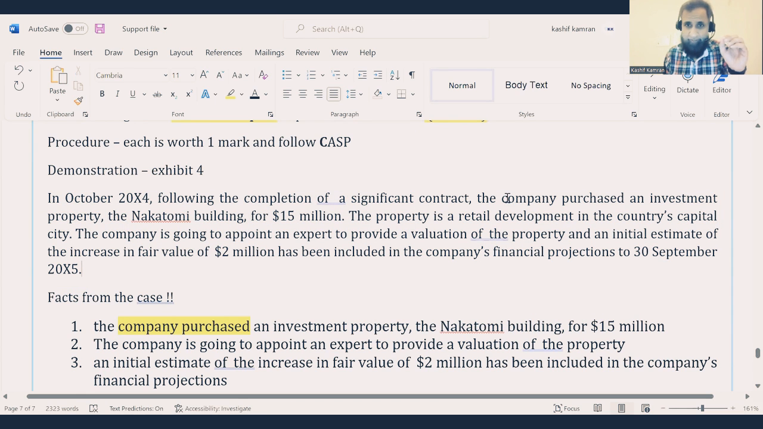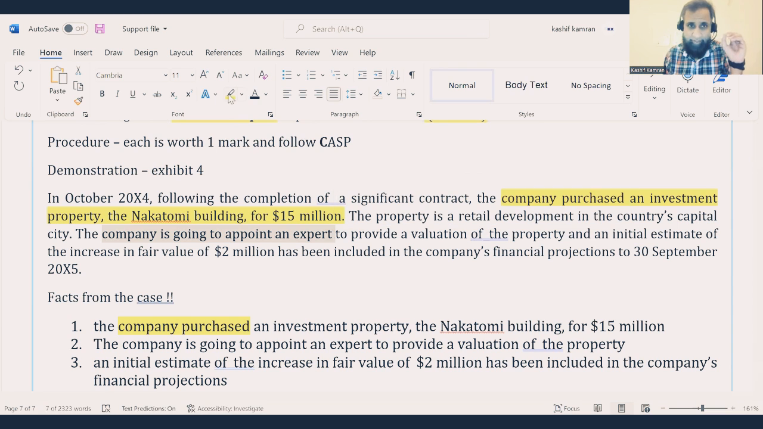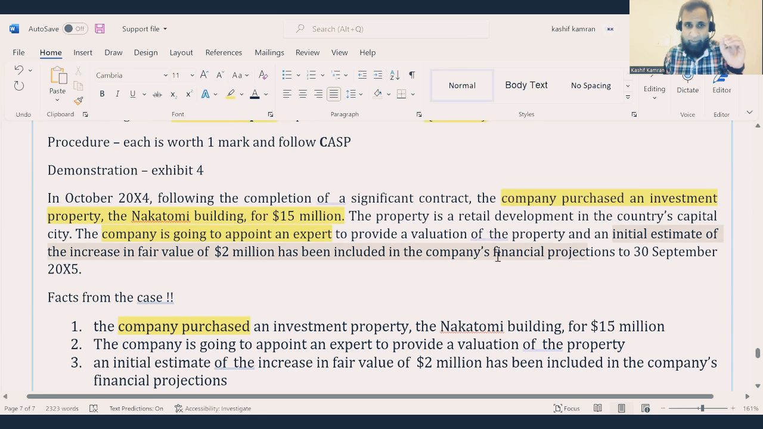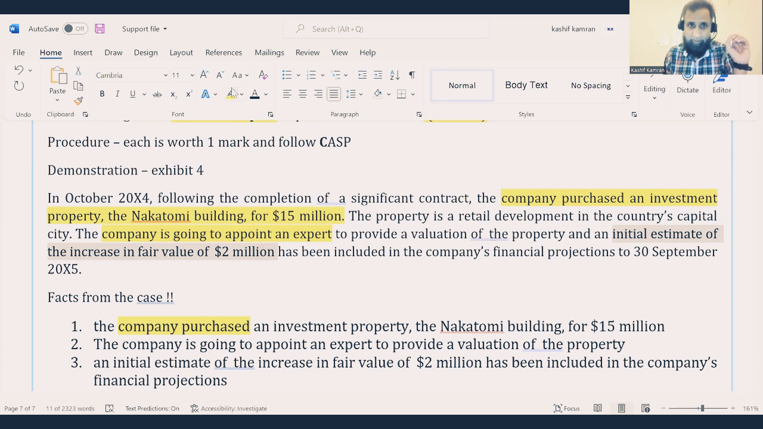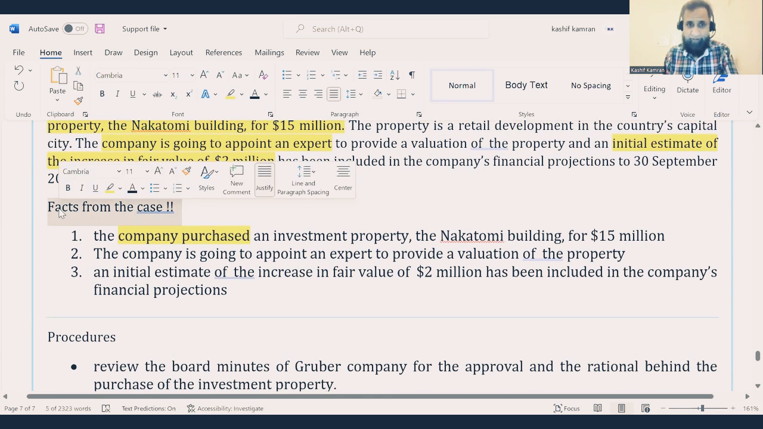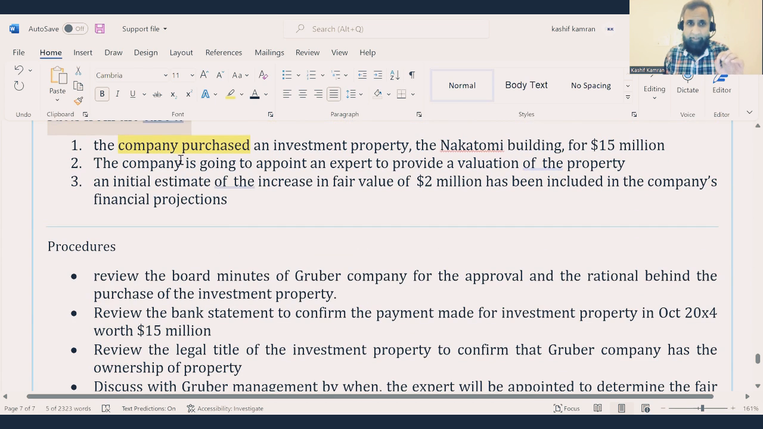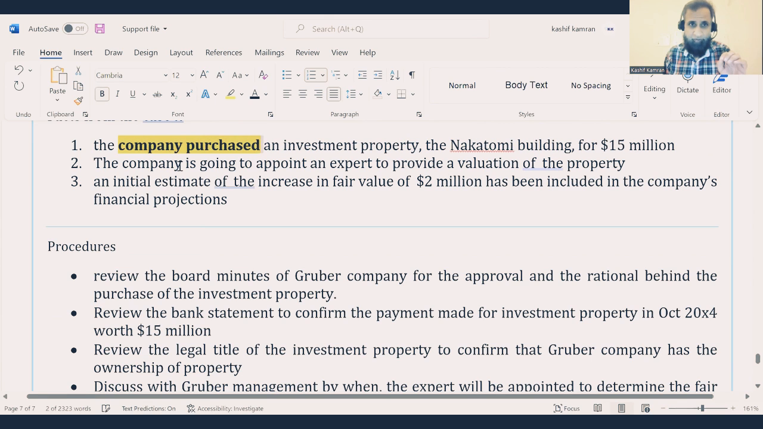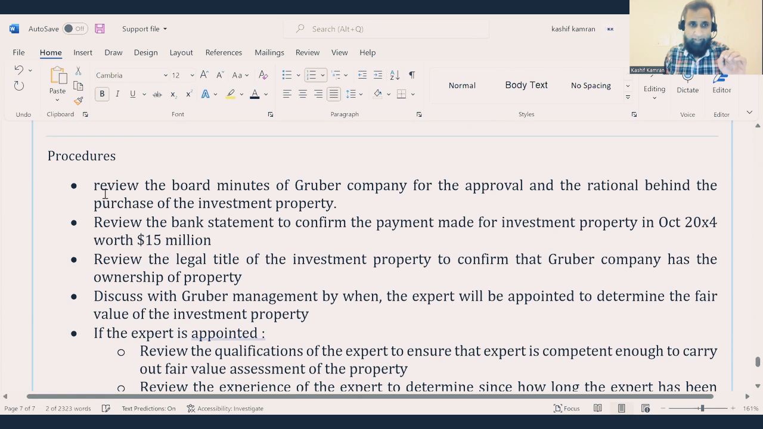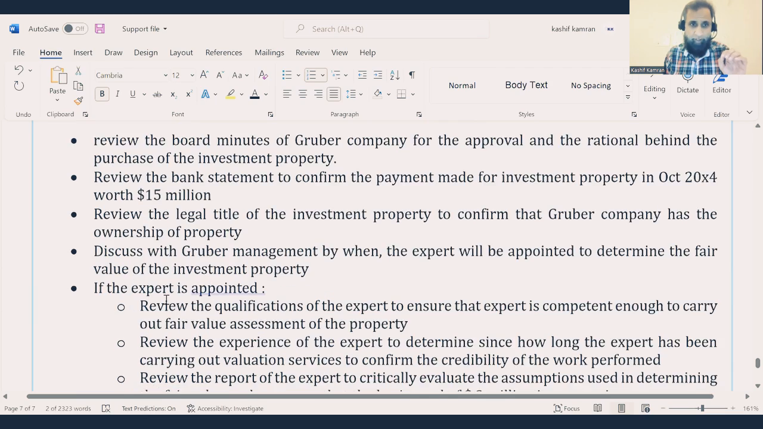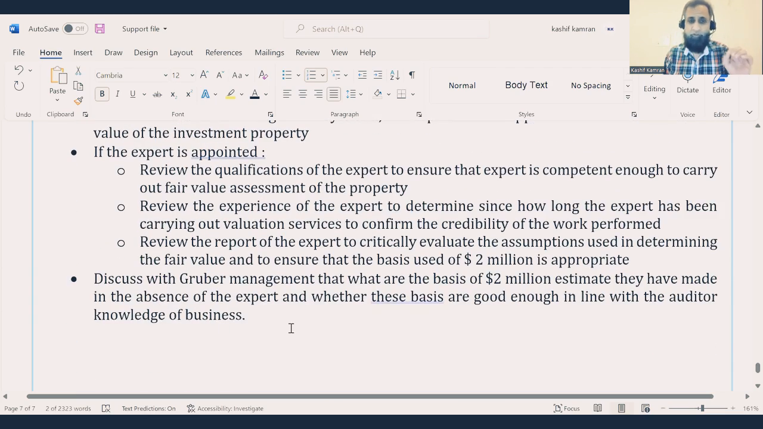From the Exhibit 4, I got critical information. One information was the company purchased a property. The second information was that the company is going to appoint an expert. They have not yet appointed it. And the third is there is an initial estimate of $2 million. I put those three pieces of information here, facts from the case, and I converted them into procedures. And I reached a total of almost 8 procedures on screen.